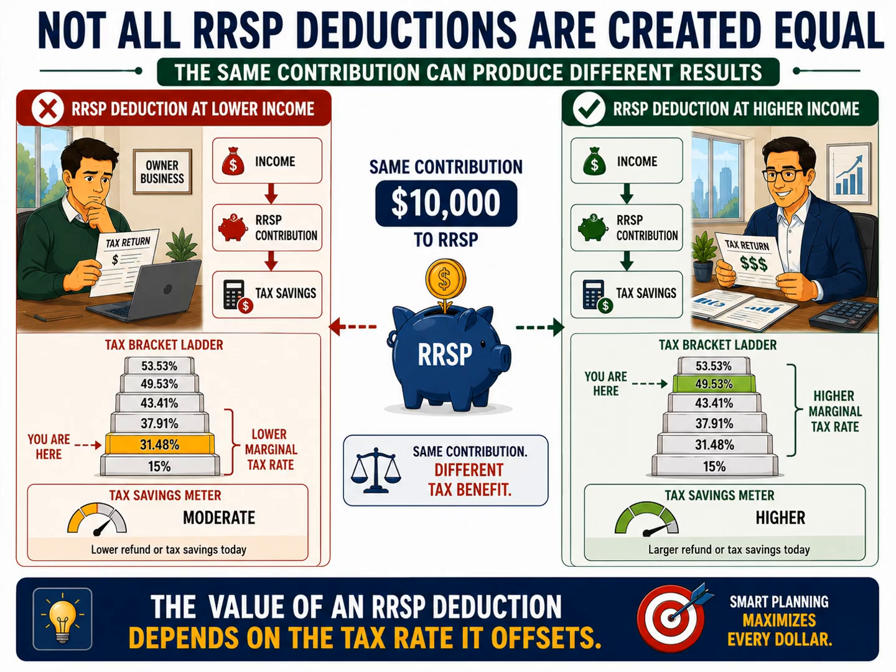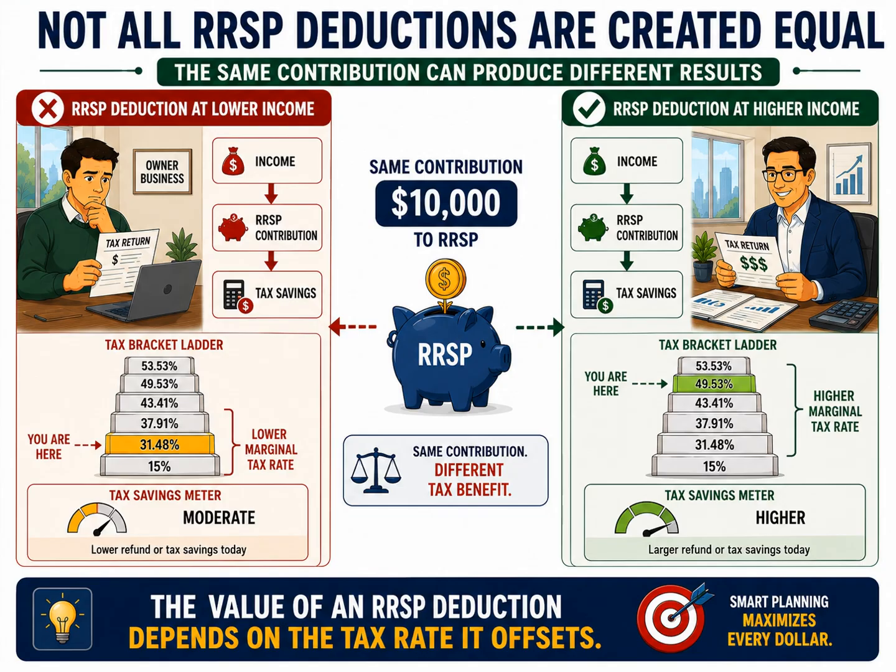On the left side of the slide, we see an individual in a lower tax bracket. The RRSP contribution still creates a deduction. The deduction still reduces taxable income, and the individual still receives tax savings. However, because the deduction is offsetting income taxed at a lower marginal rate, the value of the tax savings is more modest. Think of it this way.